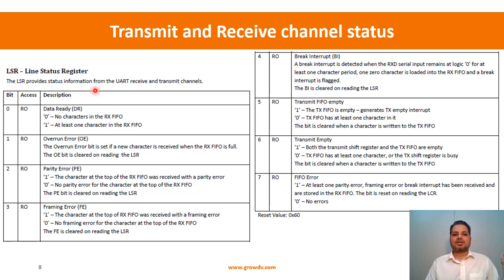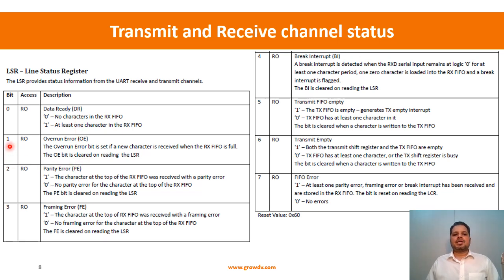So LSR provides the status information from the UART receive and transmit channels. So the 0th bit access type is given. This is all read only because it's a status register. You can't really write to it. And you will see that the 0th bit is data ready. 0 indicates no characters in the RX FIFO, 1 indicates at least one character in the RX FIFO. So you can keep polling it, and whenever you see the DR bit is set, you can read it, right? Because you know that there is one character available.